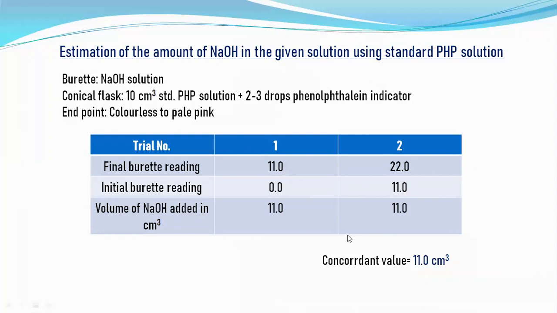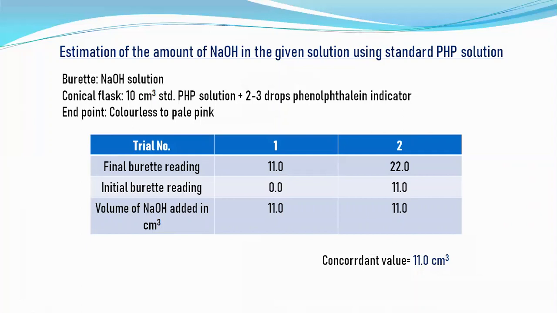So here the titration is carried out in such a way that in the burette we take NaOH solution, that is the given NaOH solution whose concentration has to be calculated. In the conical flask we take 10 ml of standard PHP solution and add 2 to 3 drops of phenolphthalein indicator. So phenolphthalein is an example of an acid-base indicator.